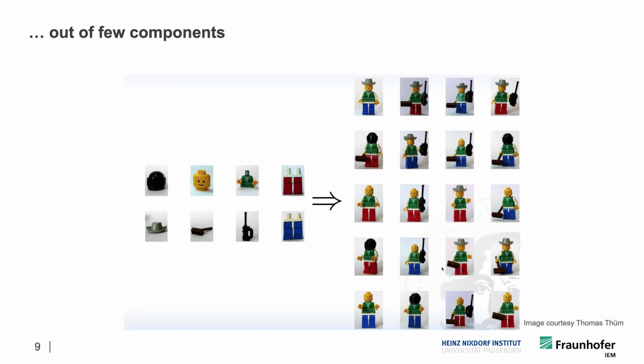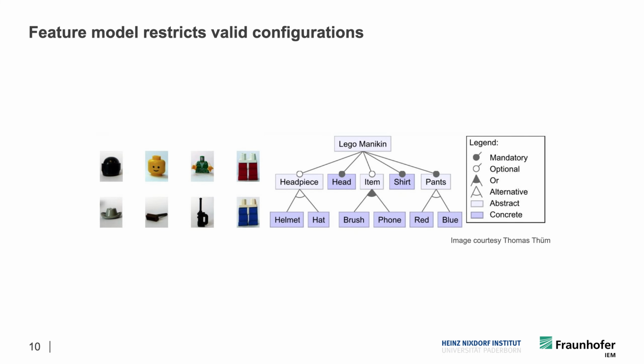And this can be constrained by a so-called feature model. So for instance, a feature model here that can be read as follows. So this would be saying a Lego mannequin can optionally have a headpiece, and this then has to be a helmet or a hat and not both, right? So this is actually an alternative, right? So an exclusive or, you could say.